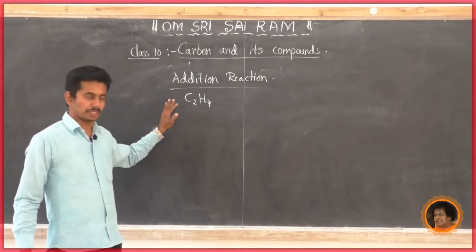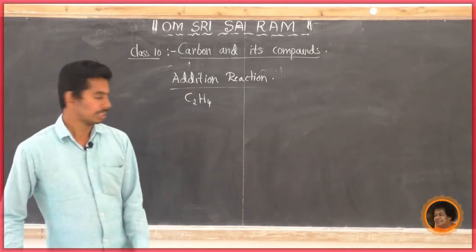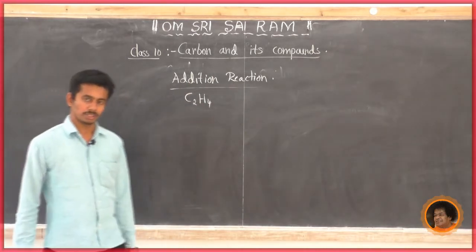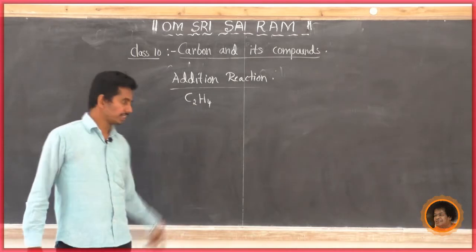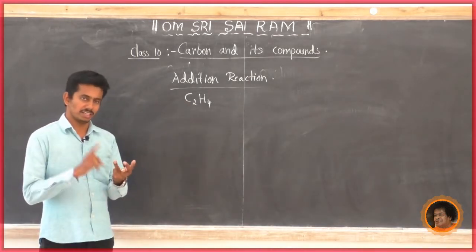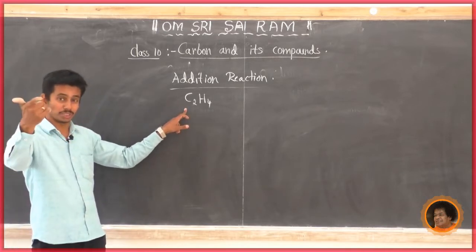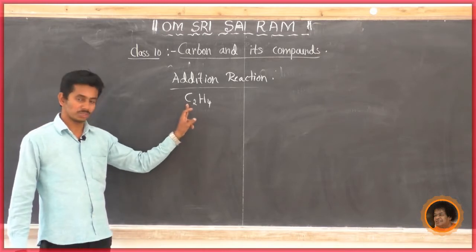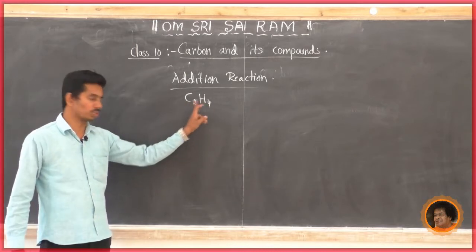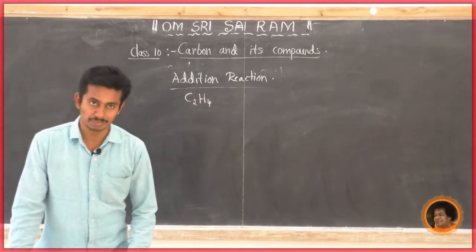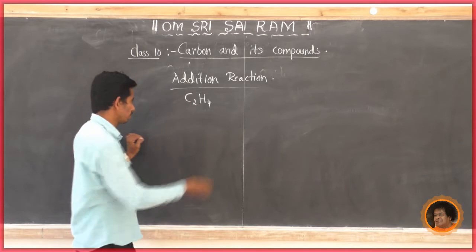Next chemical property of carbon and its compounds is addition reaction. C2H4. It is also a hydrocarbon. Just name the hydrocarbon. Is C2H4 an alkane, alkene or alkyne? It is an alkene because of the general formula CnH2n. C2H4, carbon 2, double this, we get hydrogen 4. So C2H4 is CnH2n, so it is an alkene. Alkene, ene, 2 carbons, so it is eth. So it is ethene.